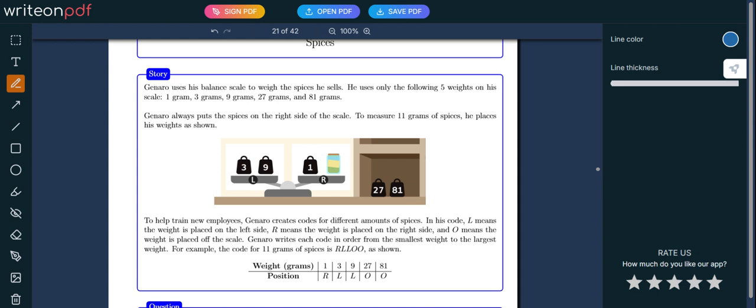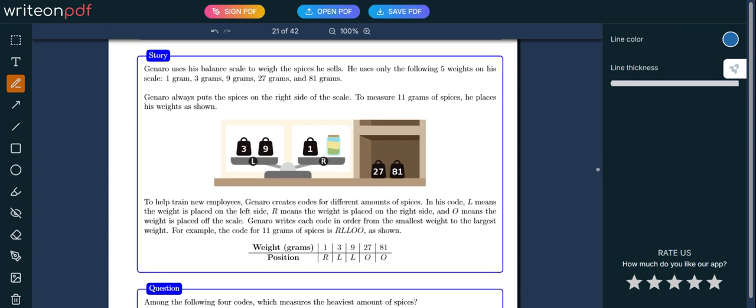and look at spices. Gennaro uses his balance scale to weigh the spices he sells. He uses only the following 5 weights on a scale: 1 gram, 3 grams, 9 grams, 27 grams, and 81 grams. Gennaro always puts the spices on the right side of the scale. Now, this is really important, so just let me highlight it. Okay.